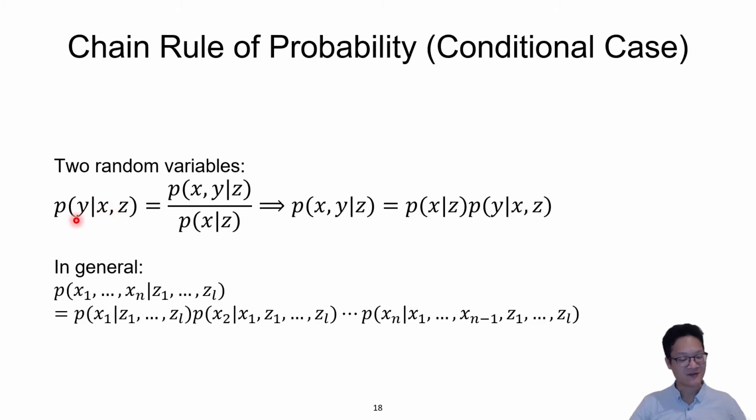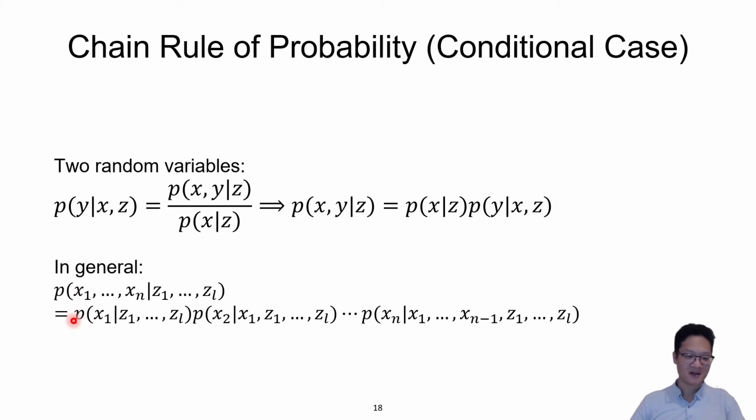So p of y given x, and then adding on z. On top, it used to be p of xy, but now given z, and on the bottom, it used to be p of x, now given z. So in general, in probability, we can always condition on some variable in every term, and that shouldn't change anything. All the laws, all the rules, they all work.